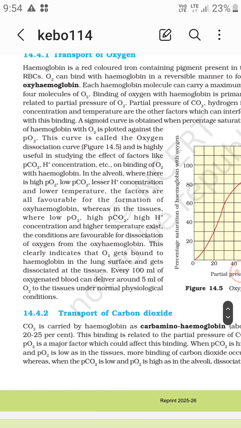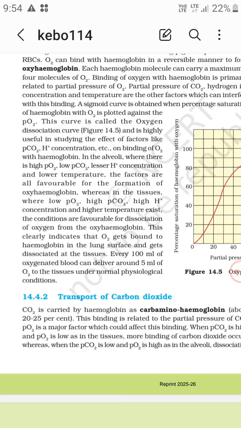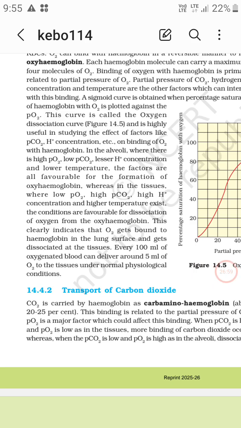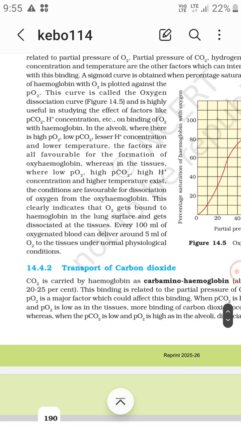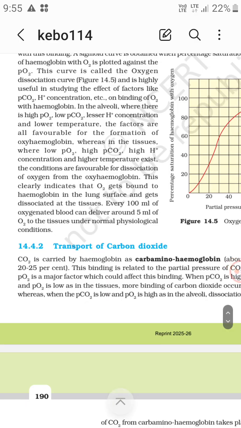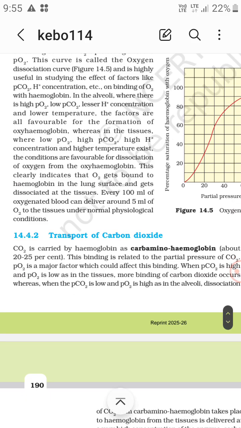In the alveoli, where there is high PO2, low PCO2, lesser hydrogen ion concentration and lower temperature, the factors are all favorable for the formation of oxyhemoglobin. Whereas in the tissues, where there is low PO2, high PCO2, high H+ concentration and higher temperature, the conditions are favorable for dissociation of oxygen from the hemoglobin.